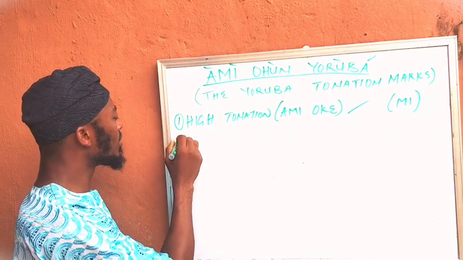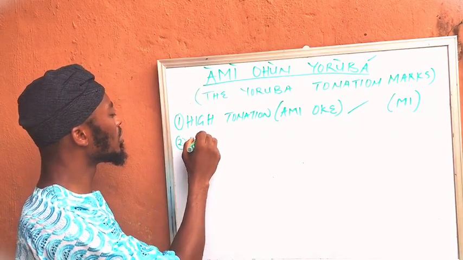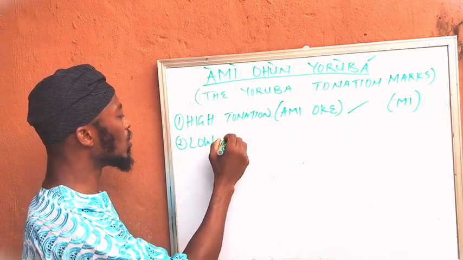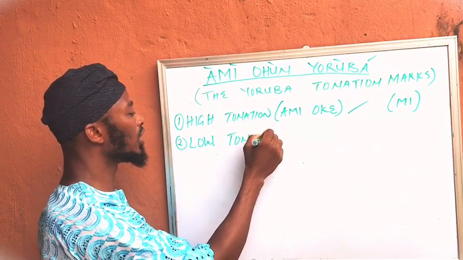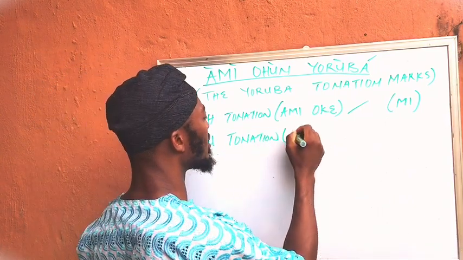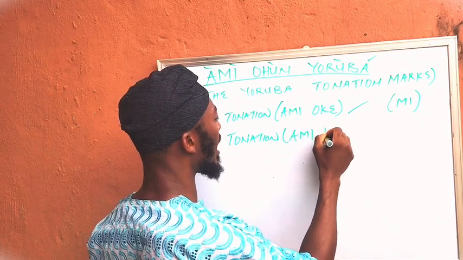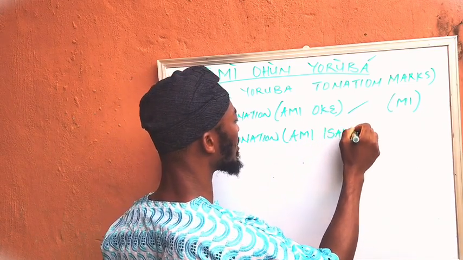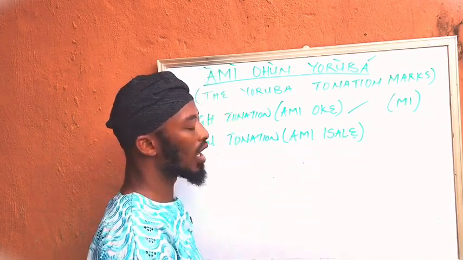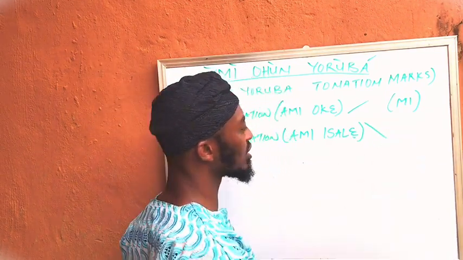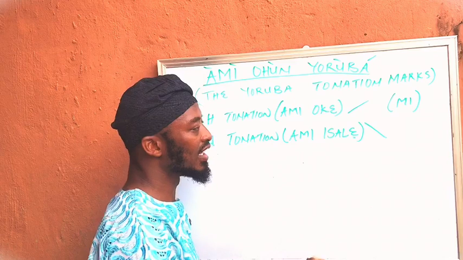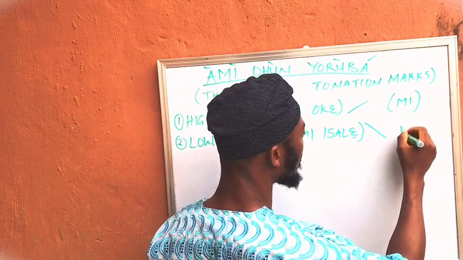Then we have two, the low pitch or low tonation, and that is Ami Ìsàlẹ̀. So Ami Ìsàlẹ̀ has something like the backward slash symbol, and it makes the sound of do.